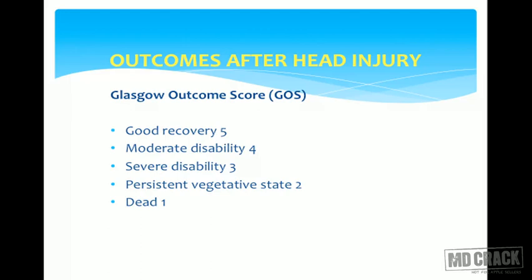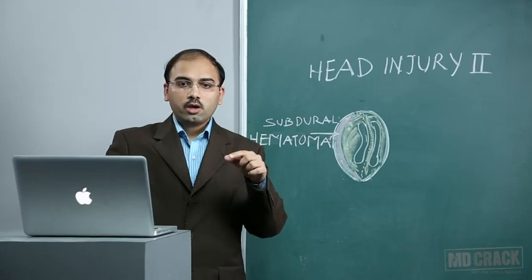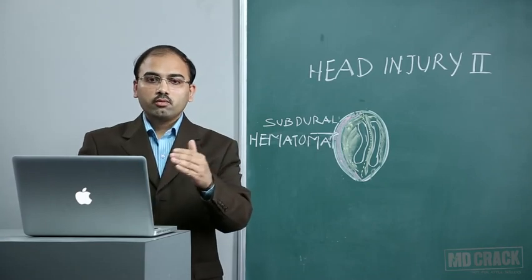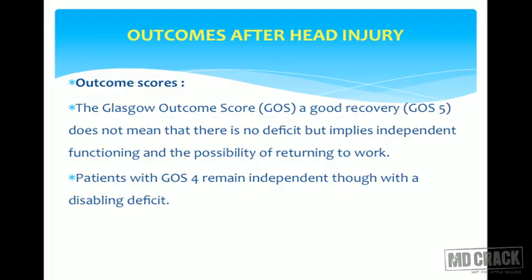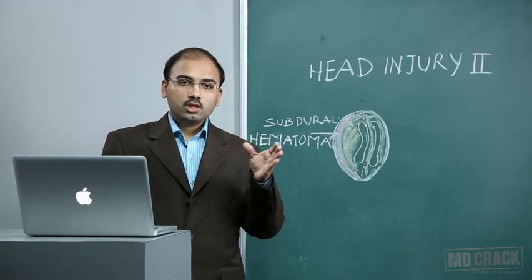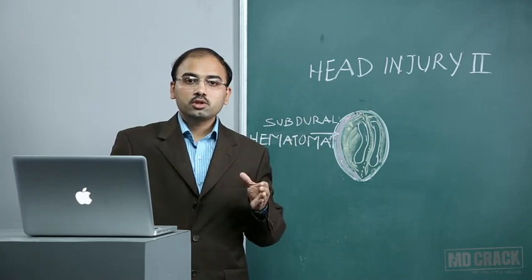So you have good recovery at Glasgow outcome score of 5, then moderate disability at 4, then severe disability at grade 3, persistent vegetative state at 2 and death at 1. So all these have impact on outcome. So we'll see what is meant by various outcome scores. Good recovery, that is 5, does not mean that there is no deficit, but implies independent functioning and possibility of returning to work. So there is mild disability, but the patient is able to function independently and is able to resume his work.